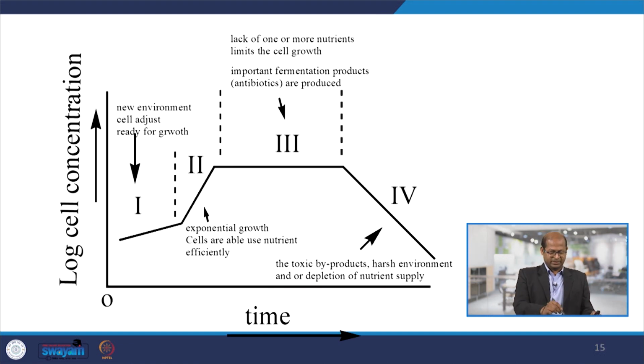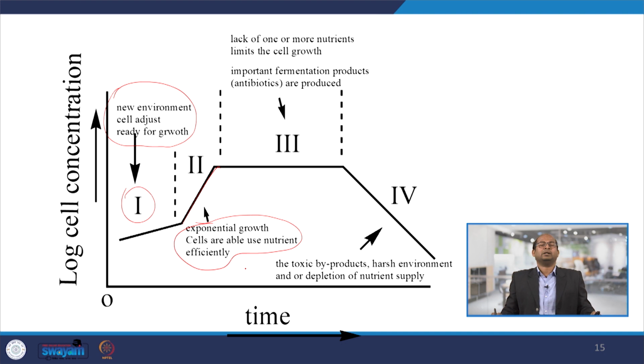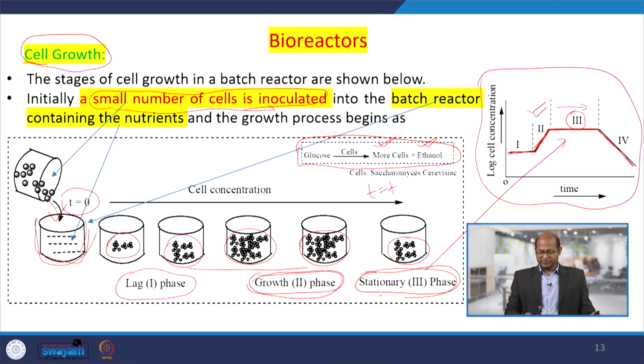So, at phase 1, the new environment, the cells take time to adjust to the new environment for growth, and then the cell is ready for growth. This is called the exponential growth phase, where the cells are able to use the nutrients supplied in the bioreactor, and the number of cells gradually increases. In the third phase, this stage is called the stationary phase.